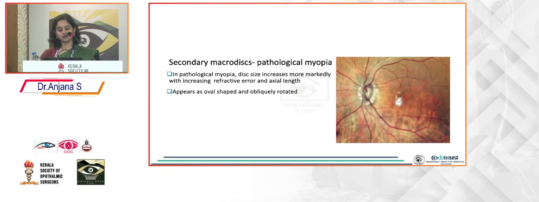In pathological myopia, the disc size increases very markedly with increasing refractive error or axial length. The disc appears oval shaped and obliquely rotated, and this is also because of an ophthalmoscopic artifact happening because of the increasing distance between the optic disc and the fovea. So this causes the optic disc to get pushed more nasally. Therefore, when we are viewing the optic disc ophthalmoscopically, the view is not directly perpendicular but obliquely directed, and so we have an apparent oblique appearance, and an underestimation of the horizontal disc diameter happening.